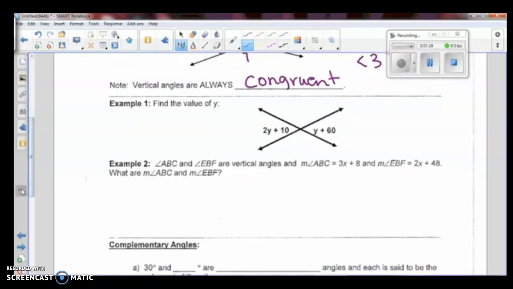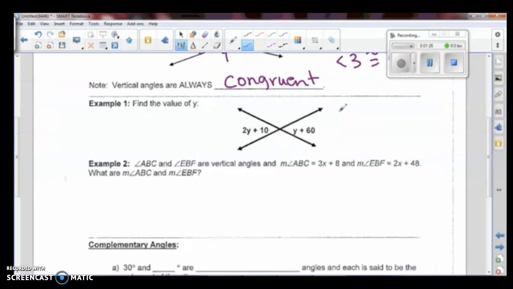Okay, let's check out an example. So this is about as simple as it gets. We know that these vertical angles have equal measures, so let's just set them equal to each other and solve for y. So go ahead and pause the video and try to solve this equation. Okay, you should be able to solve that on your own.